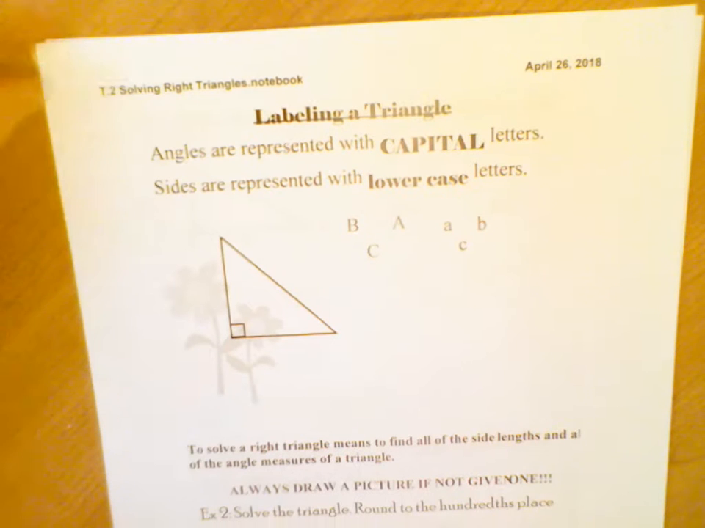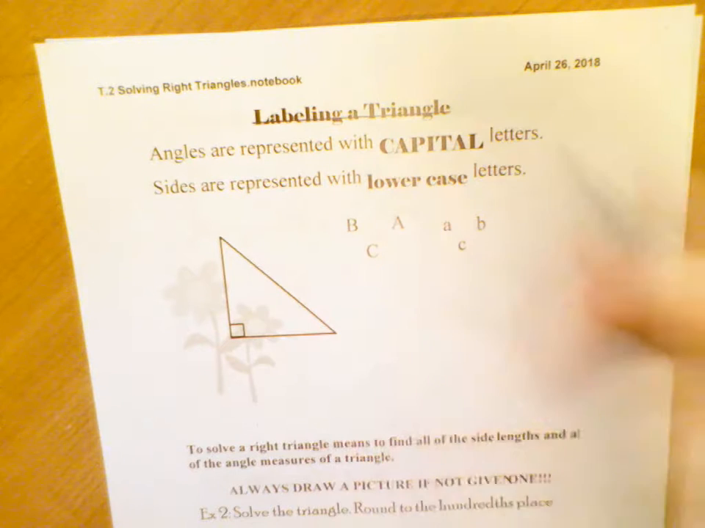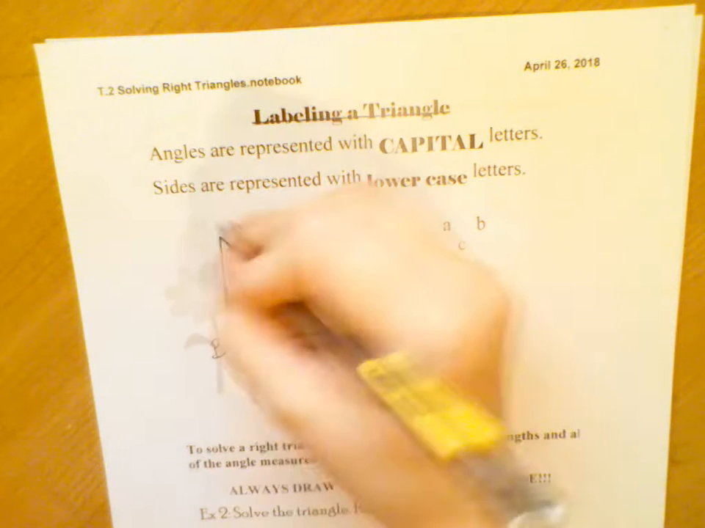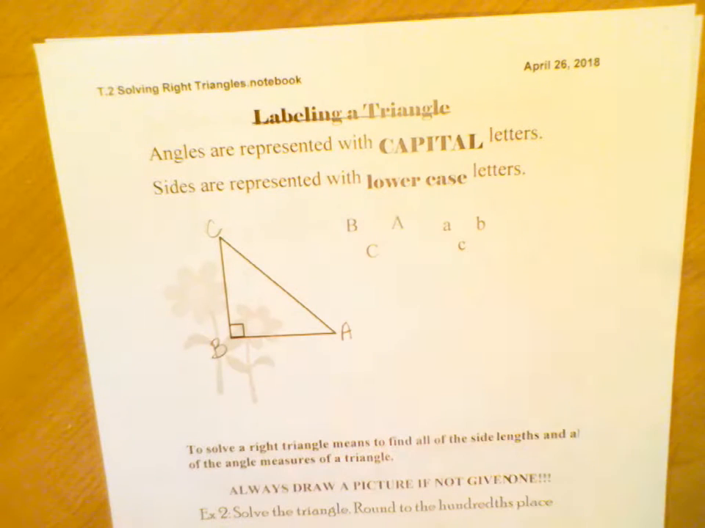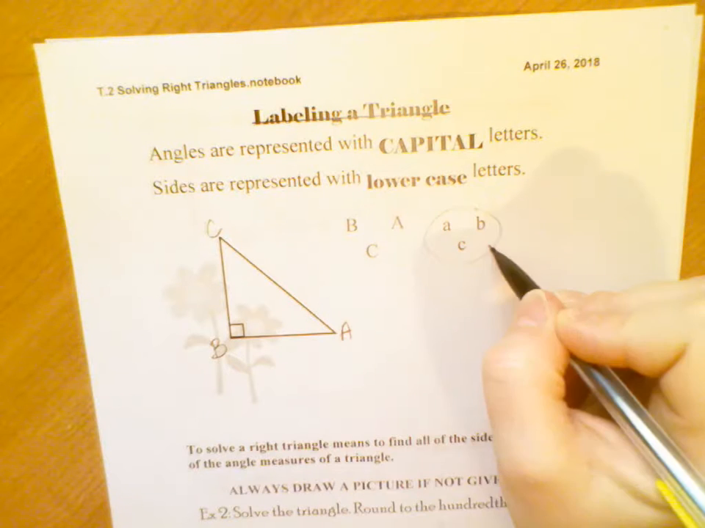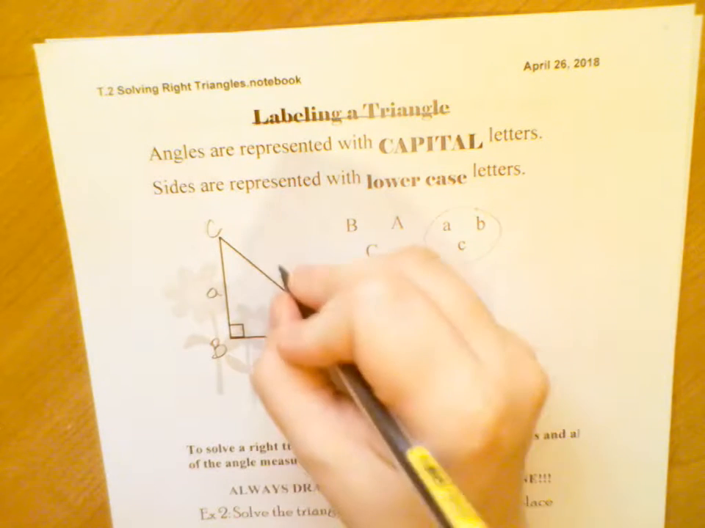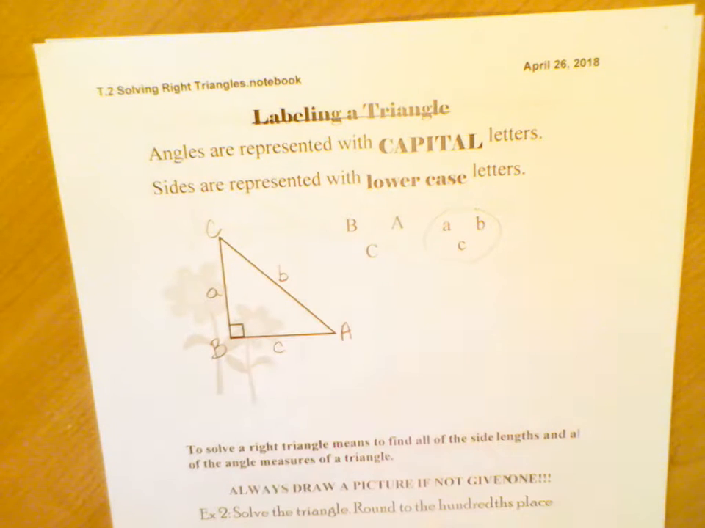An important part about solving a triangle is knowing what goes where. Angles are always represented by capital letters, so it doesn't matter where they go. Let's call this A, let's call this B, and we'll call this C. So these are angle A, angle B, angle C. And then the side across from that angle is labeled with the lowercase version. So this side would be lowercase a, this would be lowercase b, and then this would be lowercase c.